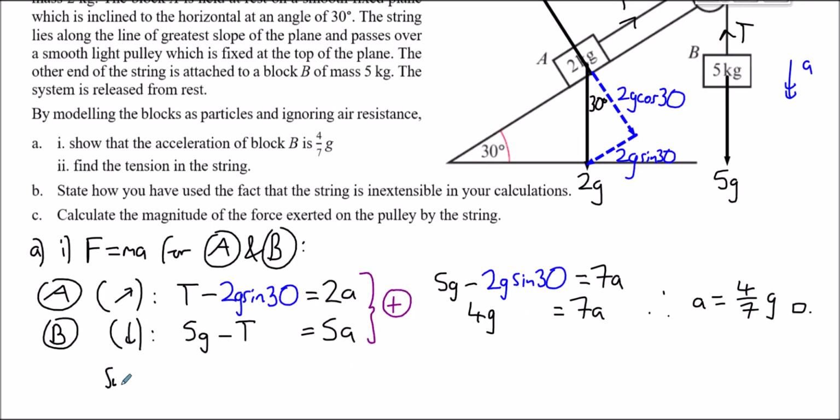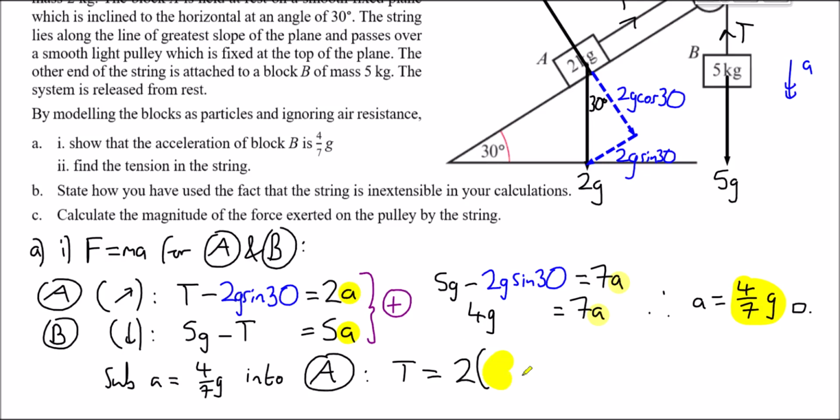So if I sub a equals 4/7 of g into this equation here, then I can see that the tension will be 2 lots of a. So if I just highlight what a is, so 2 lots of 4/7 of g, then I can add 2g sine 30 to both sides.